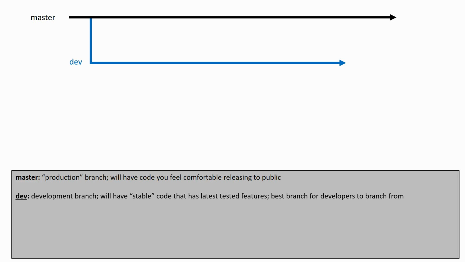From the master, we will branch off a dev branch, short for development branch. This is going to have the stable code, all the latest tested features, so this is the best branch for developers to branch from. Think about a team where you have multiple people, maybe even dozens of people working on different features. All the features that have made it through and tested well are eventually going to make it into this dev branch. So whenever you are creating your own feature, you're probably going to want to pull it from the dev branch, but we'll talk about that in just a second.